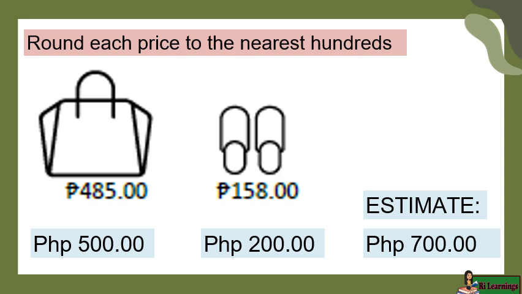Round each price to the nearest hundreds. 485 will be rounded up to 500 pesos. 158 will be rounded up to 200 pesos. Estimates. 500 plus 200 equals 700 pesos.